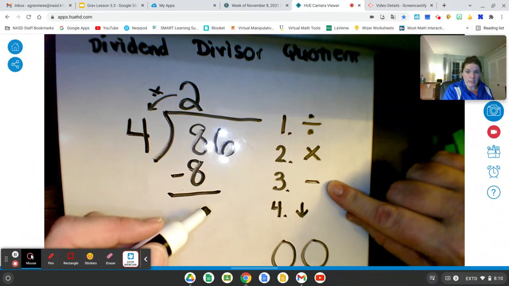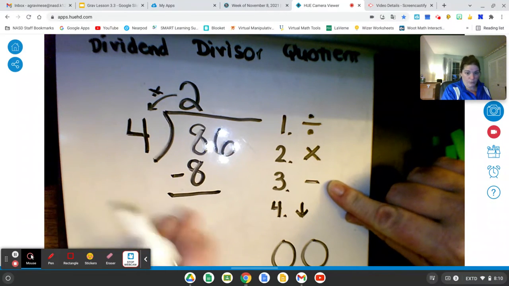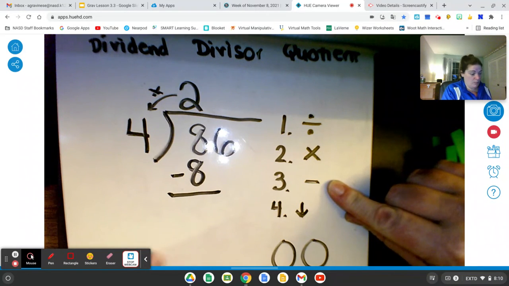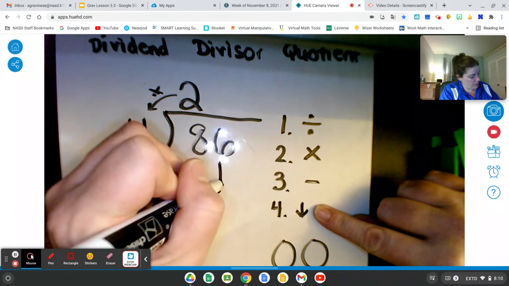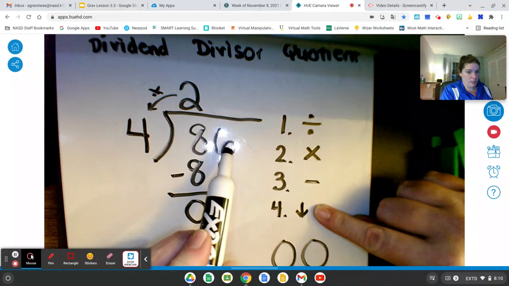Well, how many were left over? Well, if you remember that thing that I just did here with my base 10 blocks, there weren't any left over. We were able to put all 8 in the bins. So I put a 0. My next step is to bring down the next digit.